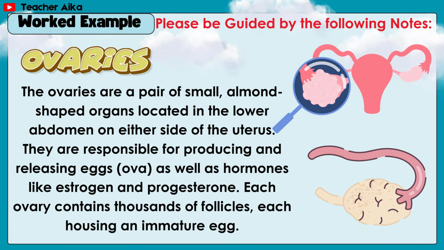Ovaries. The ovaries are a pair of small almond-shaped organs located in the lower abdomen on either side of the uterus. They are responsible for producing and releasing eggs or ova as well as hormones like estrogen and progesterone. Each ovary contains thousands of follicles, each housing an immature egg.